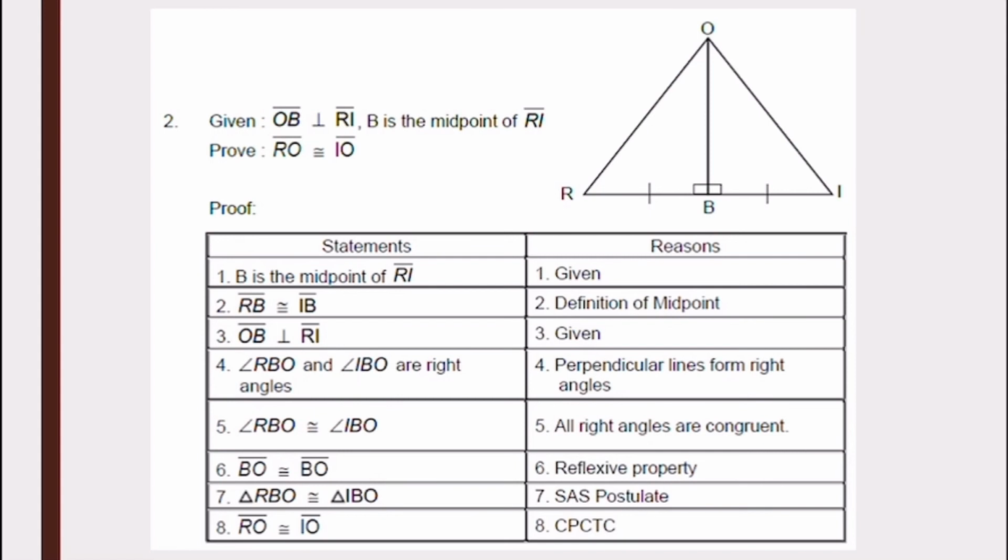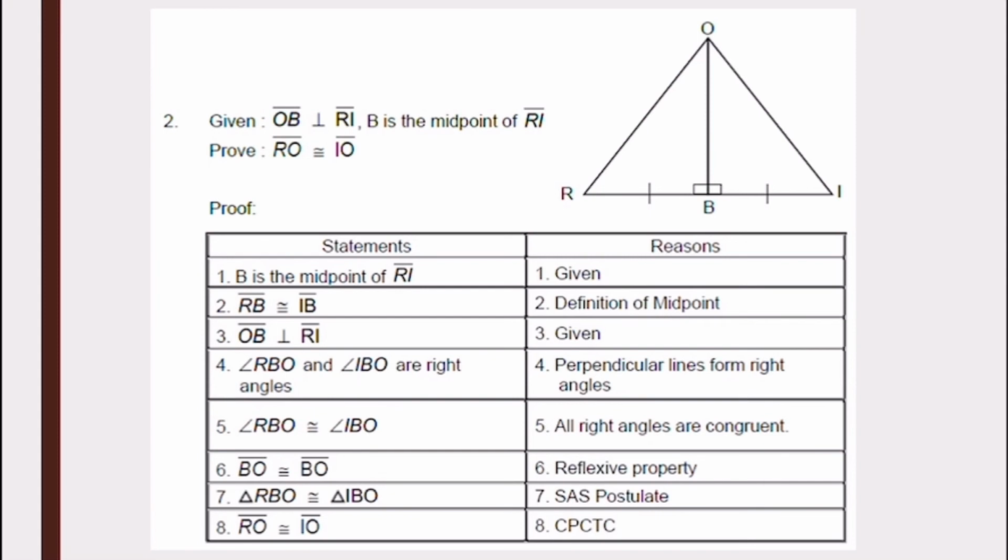Next, for our sixth statement, line segment BO is congruent to line segment BO, and that is the reflexive property. For our seventh statement, triangle RBO is congruent to triangle IBO, and the reason here is the SAS postulate. And for our last statement, which is the one we need to prove, we have line segment RO is congruent to line segment IO, and the reason here is CPCTC.